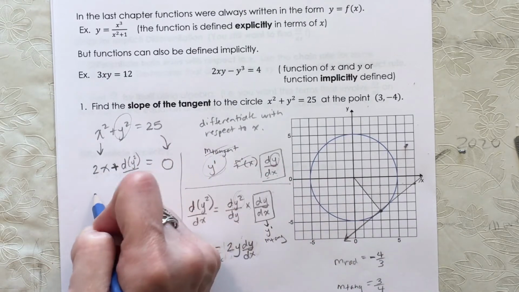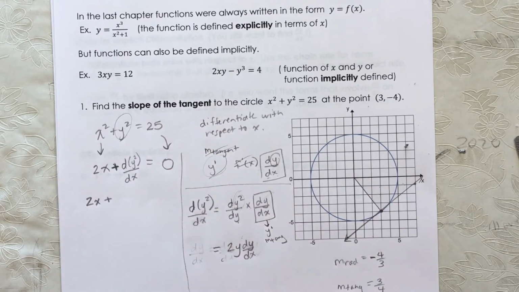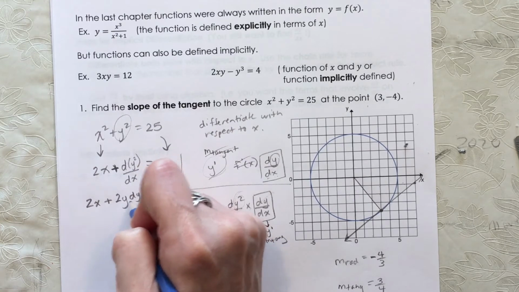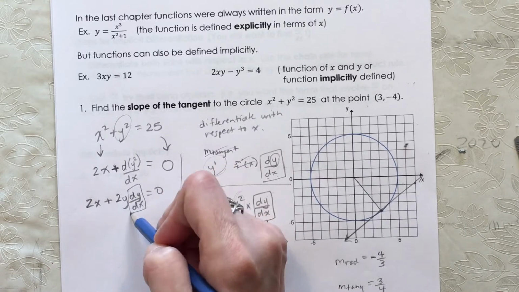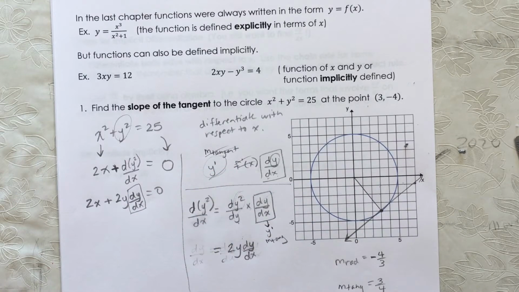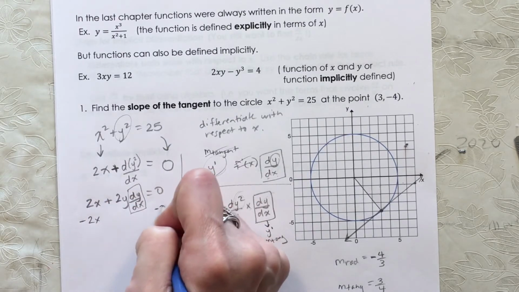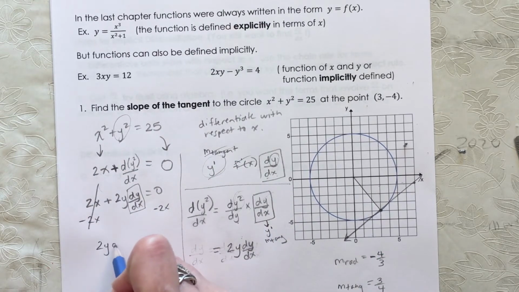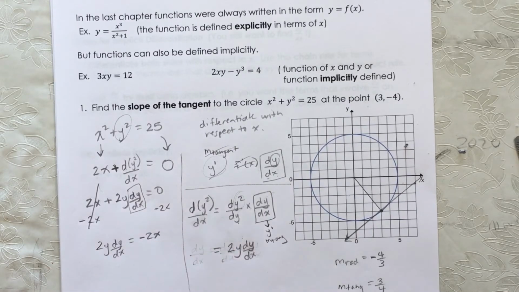So if we go down here, we have 2x plus the derivative of y squared with respect to x, which we said was 2y times dy by dx, equals 0. Now dy by dx is y prime, or the slope of the tangent. That's what we're trying to find. That's what we want to get by itself. So to do that, we could subtract 2x from both sides first. And we get 2y dy by dx equals negative 2x.